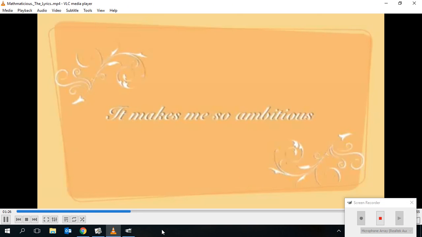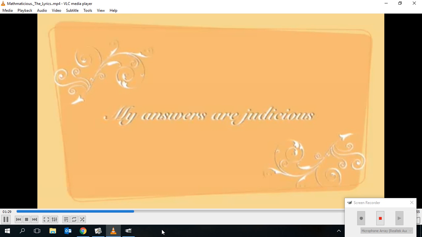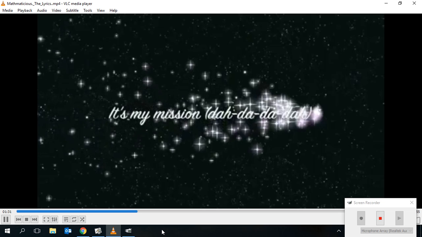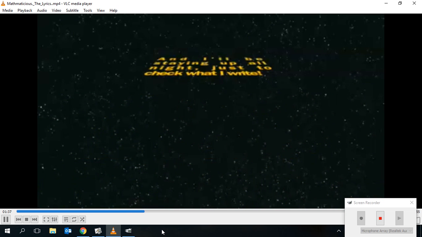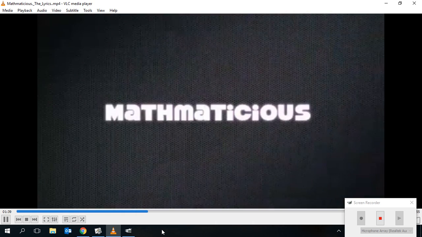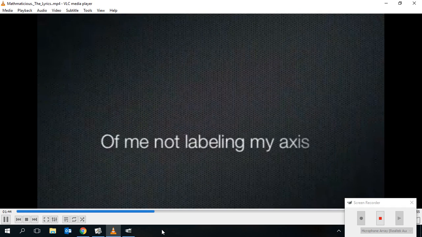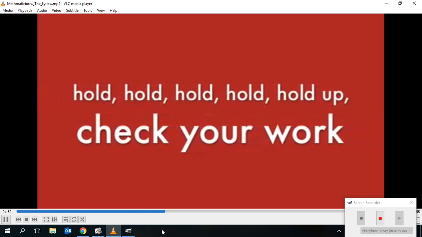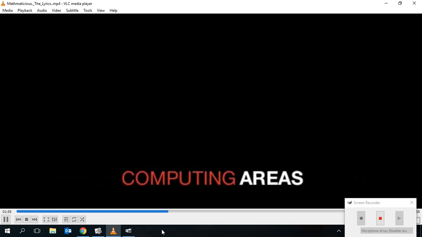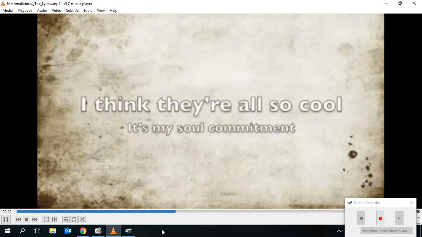Number, I'm a mathematician. It makes me so ambitious. My answers are judicious. Calculator never glitches. It's my mission. I get the answer right, and I'll be staying up all night just to check what I write. Mathematicians. Mathematicians. Mathematicians. Mathematicians. Hold up. Check your word. Computing areas, quadratic formula, graphing parabolas. I think they're all so cool. It's my soul.